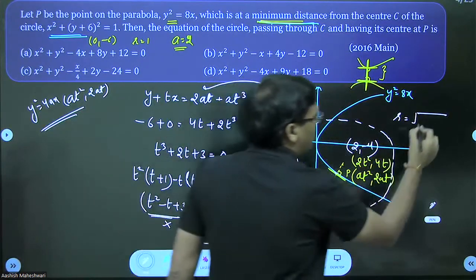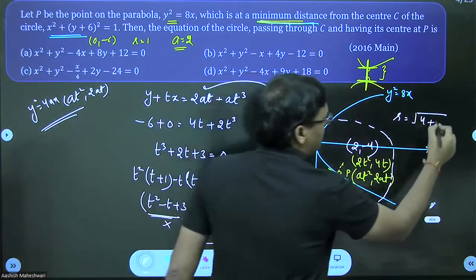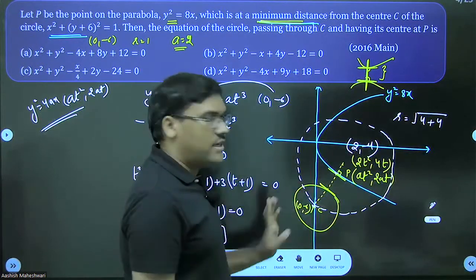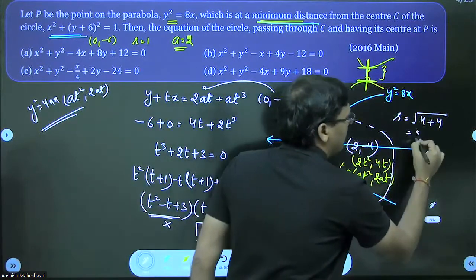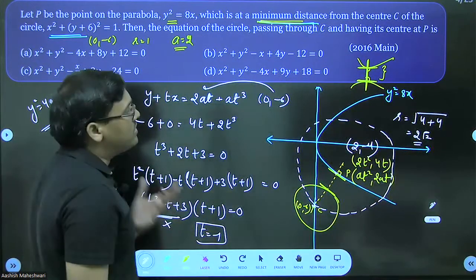So this is 4, and what is this? -6 minus 4. This is 2. That is 4. Applying the distance formula, this is 2 square, again 2 square. That is √8, which is 2√2. Right? So what is the final answer? What is the equation of this circle?